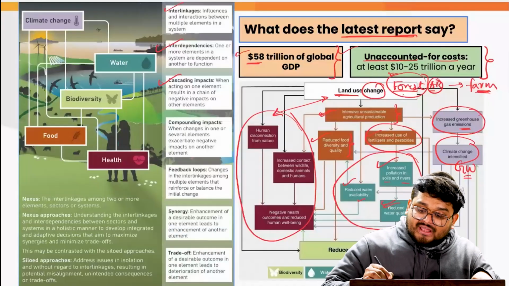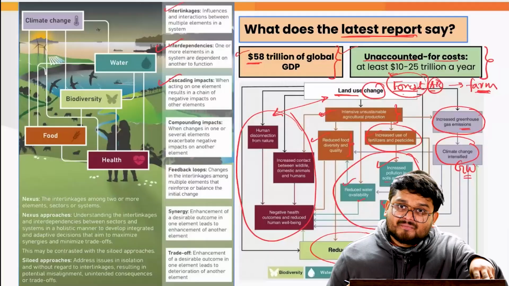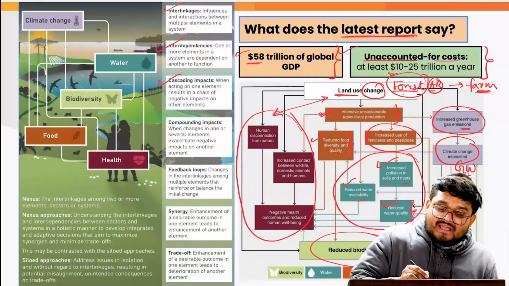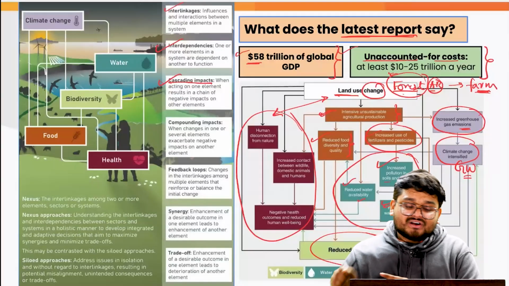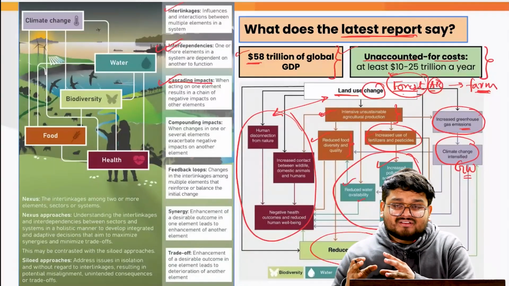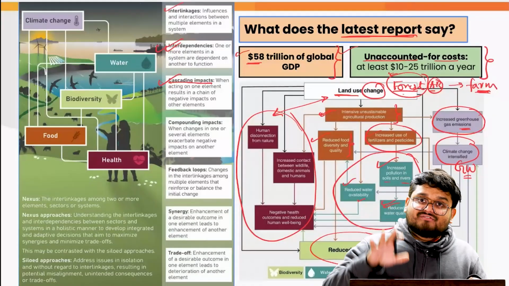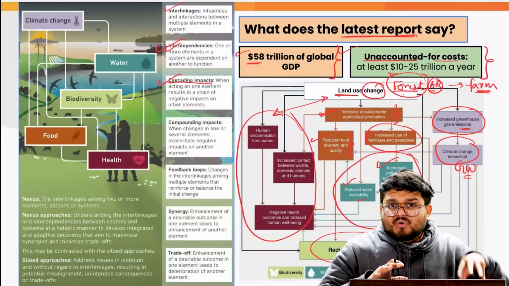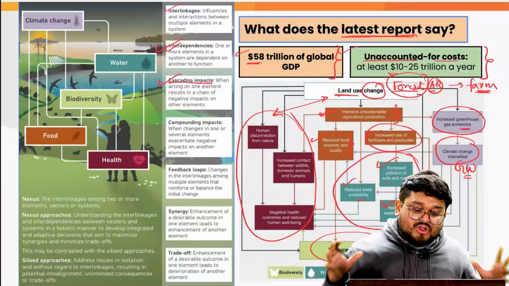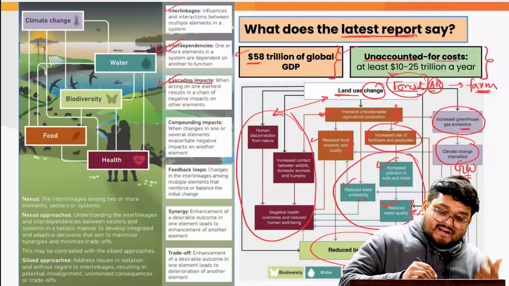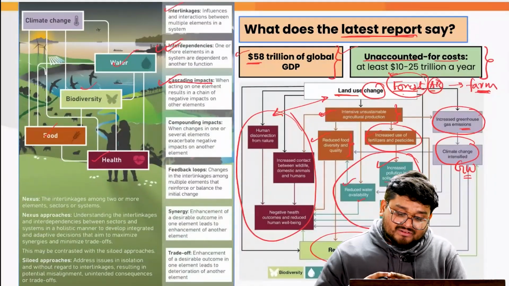So that is why everything reduces the biodiversity of a particular area. So this is what we understand as cascading impacts, because one impact is leading to another and another is leading to another. We have also learned about the interdependencies and the various interlinkages of these five things, right? So that is how we have to understand the overall scenario of our climate change, biodiversity, water, food, and human and animal health, right?